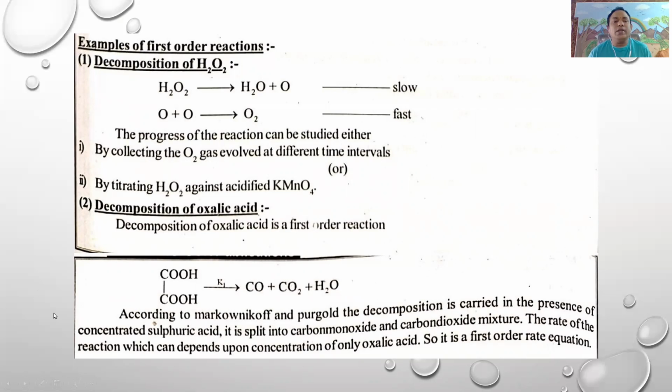Next, the second example is decomposition of oxalic acid. It is also a first order reaction. Here, according to Markovnikov and Pongol, the decomposition is carried out in the presence of concentrated sulfuric acid. It is split into a carbon monoxide and carbon dioxide mixture. The rate of reaction depends upon the concentration of only oxalic acid. So it is a first order rate equation.